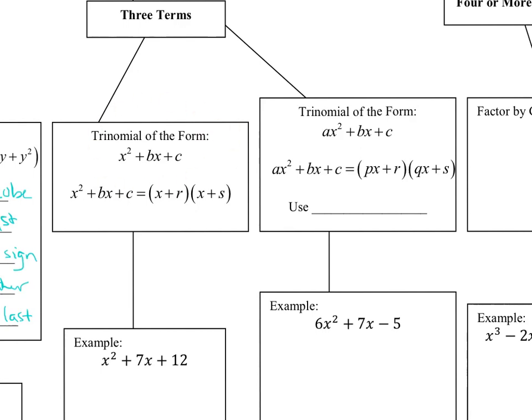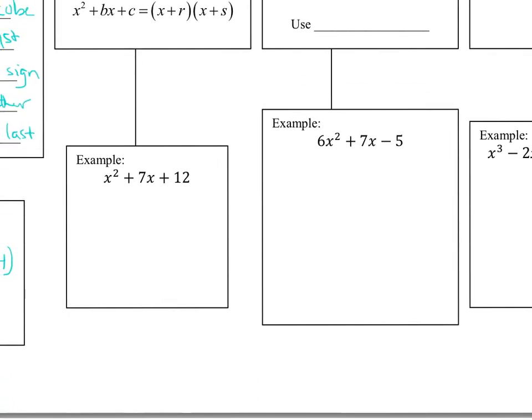Basically what we want to do is find 2 numbers that multiply to c and add to your middle term. That's all you're going to do. Once you find those two numbers, then you're going to rewrite your answer in this form. So let's take a look at our example.